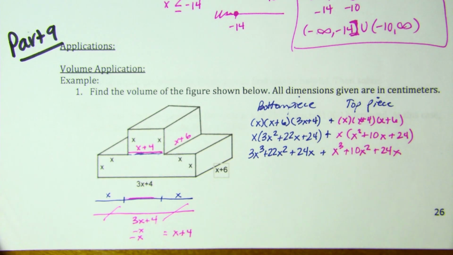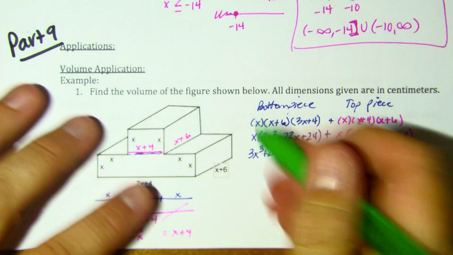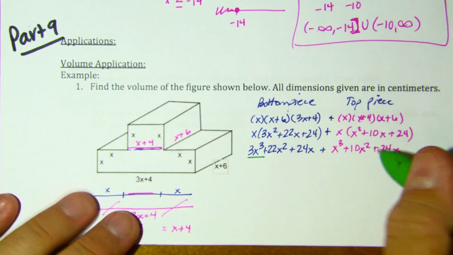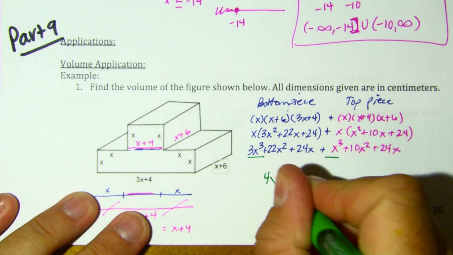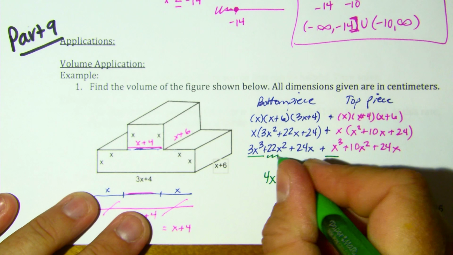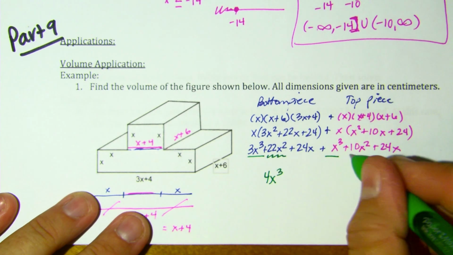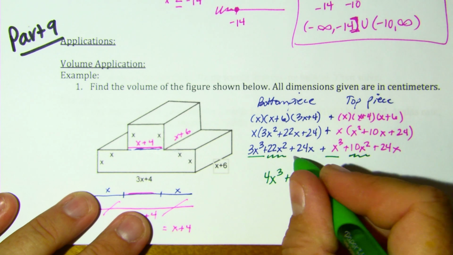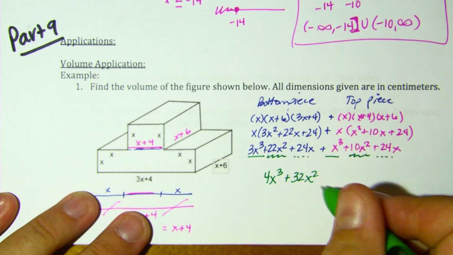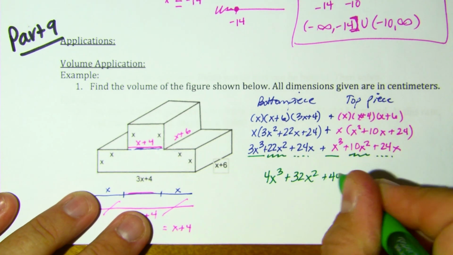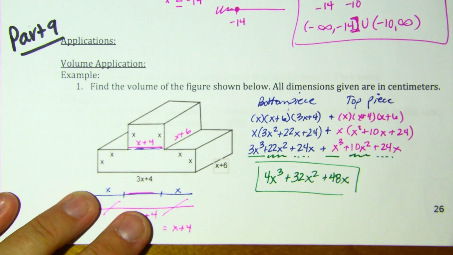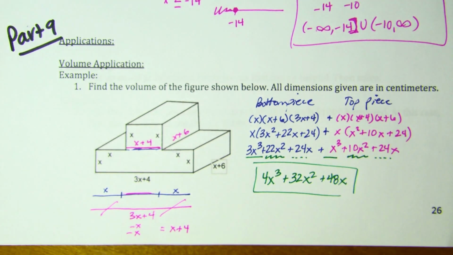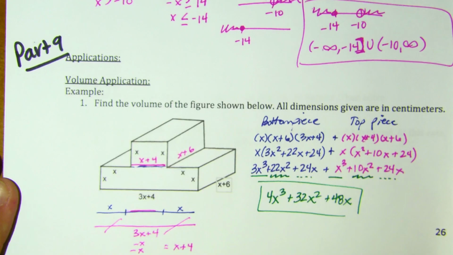So then combining those like terms, 3x cubed and 1x cubed gives me 4x cubed. 22x squared and 10x squared gives me 32x squared. And then 24x and 24x is 48x. All right, so that's our answer for that first one.